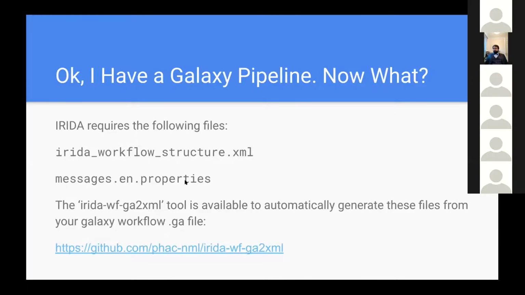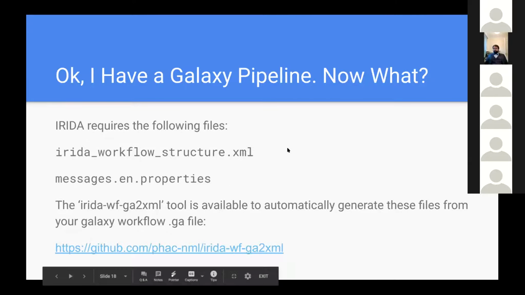So these files can be a bit tricky to set up from scratch, but fortunately there's a nice tool available, this irida-wf-ga2xml, IRIDA workflow Galaxy to XML, going from Galaxy workflow file to the IRIDA XML file. That will automatically generate these two files for you. So that's a really handy tool that's available.